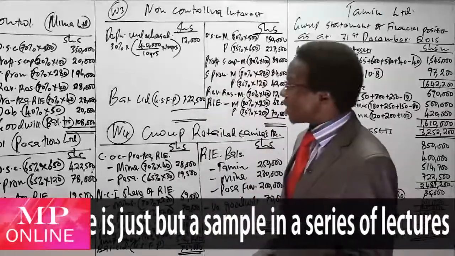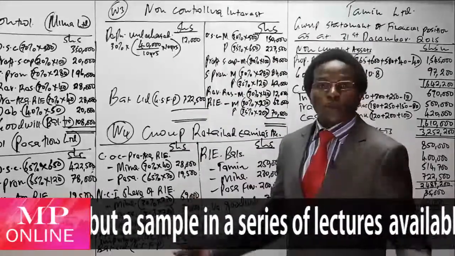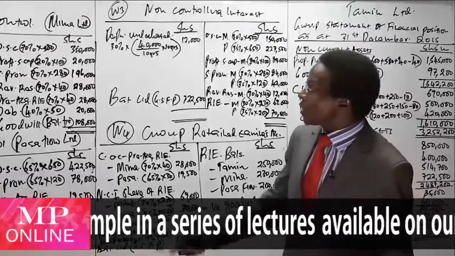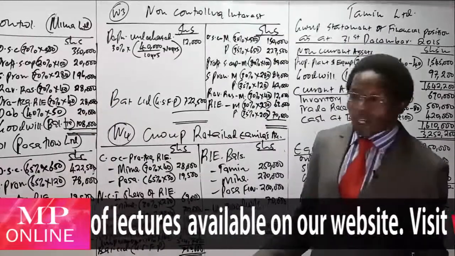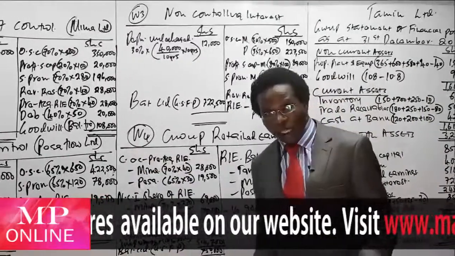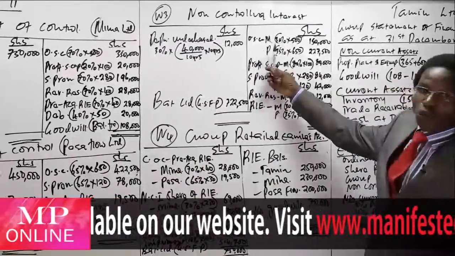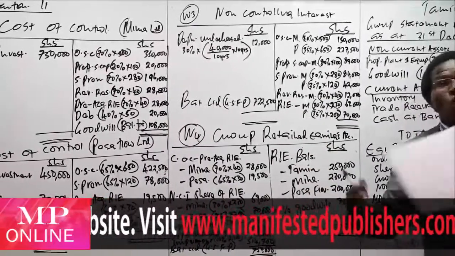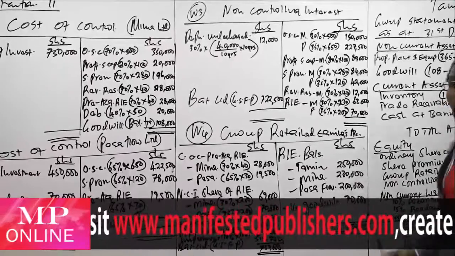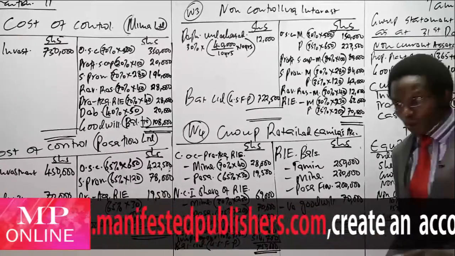So what we must have said is this: if you have more than 1 subsidiary, it's important to prepare the cost of control for each subsidiary. You determine goodwill for each subsidiary. But for non-controlling interest account, it will be 1. Group retained earnings account will be just 1. Then you prepare a consolidated statement of financial position.